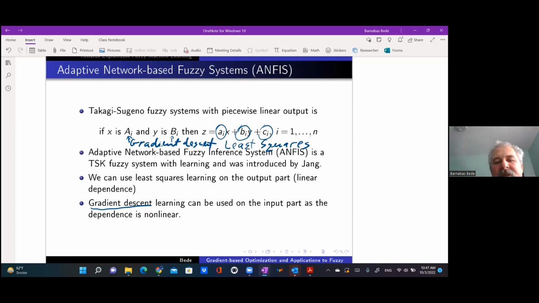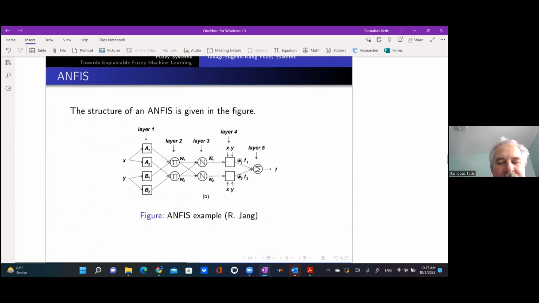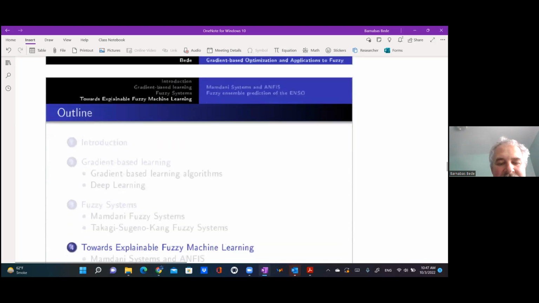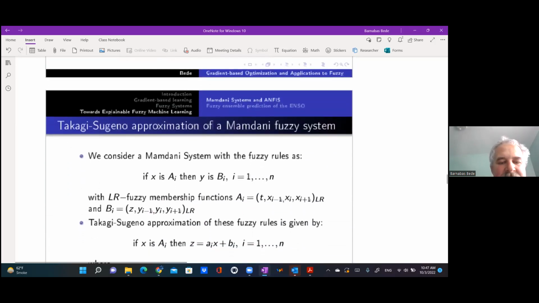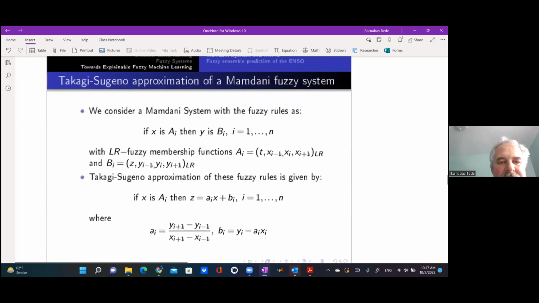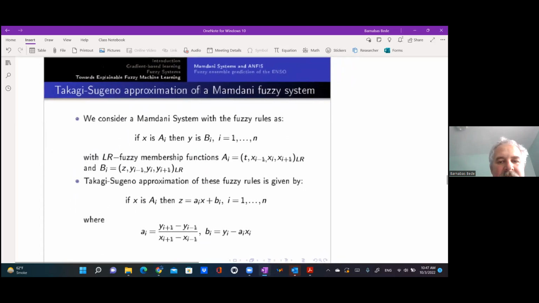Yes, so we can see that this output is not as interpretable as we wish. So we want to get more interpretation to that. In that case, we can translate Mamdani systems into Takagi-Sugeno systems and backwards. So we can make a translation between Mamdani and Takagi-Sugeno via some direct calculations.